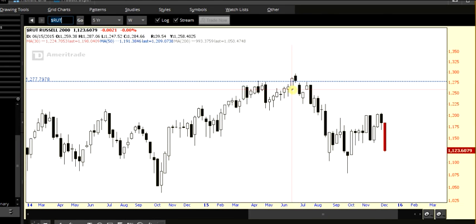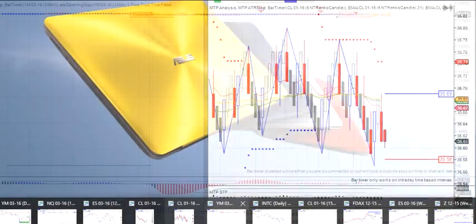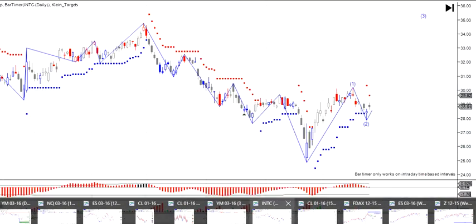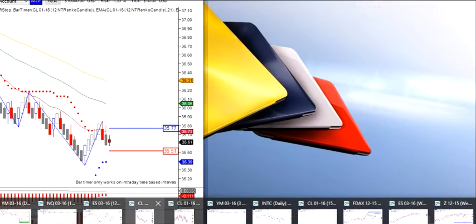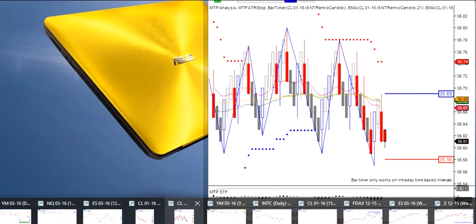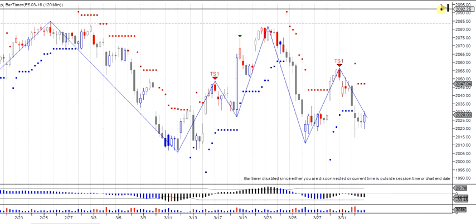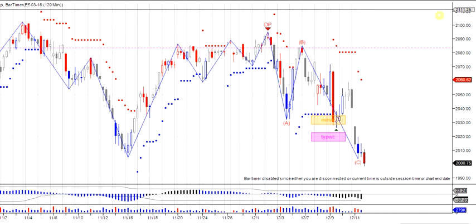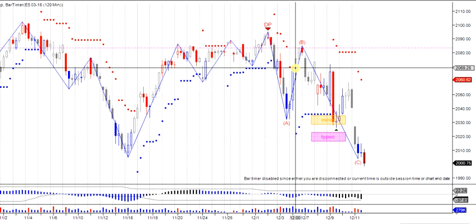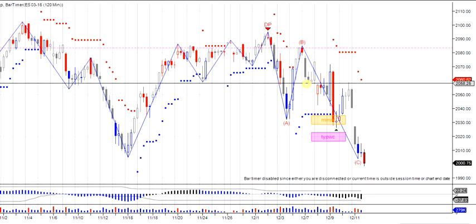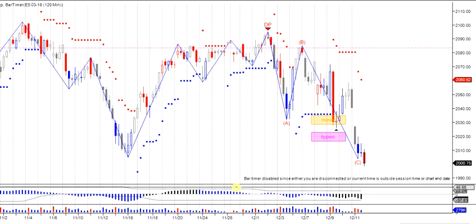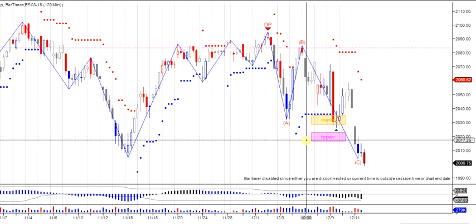So if we go, let's go back over. This is a weekly chart. Let's go back over to NinjaTrader and pull up just this S&P 500. Yeah, I got the wrong time frame. Well, let me skip that because that could take a while to load. I don't want to do that.